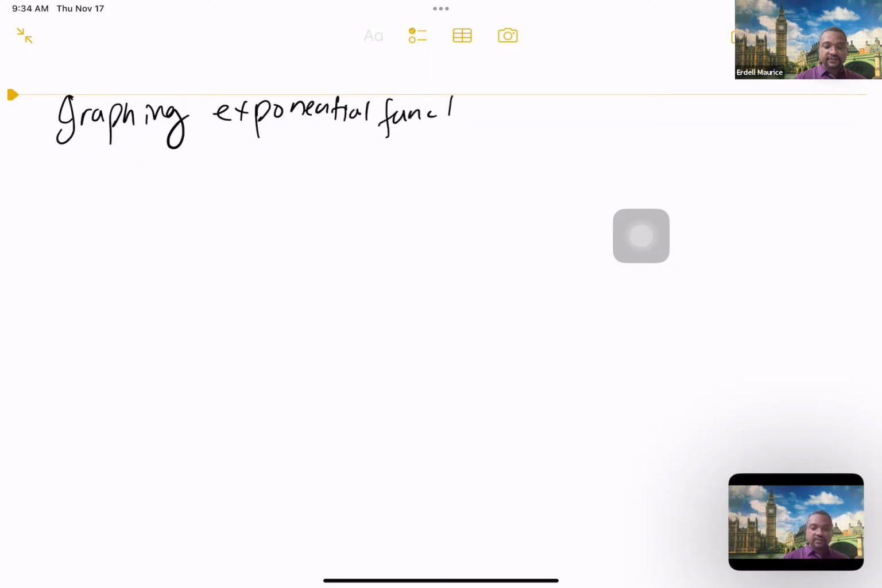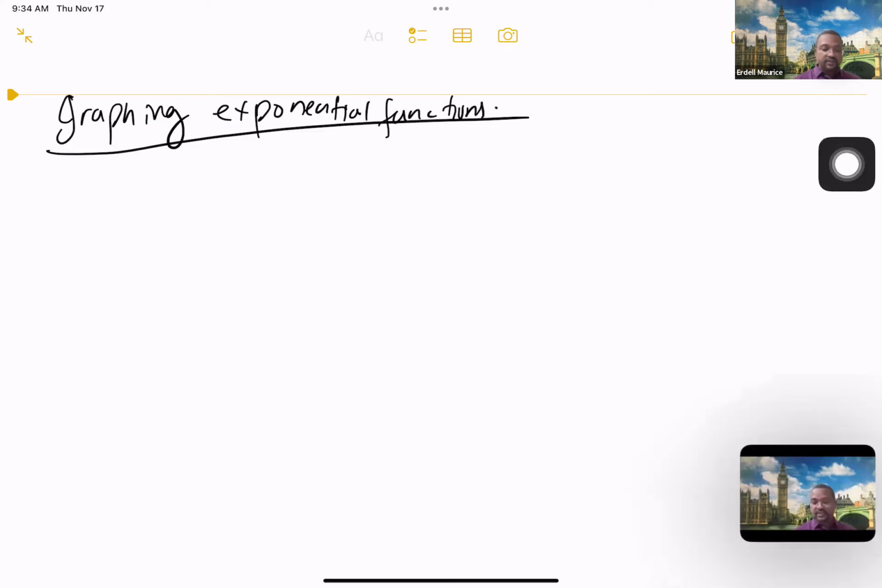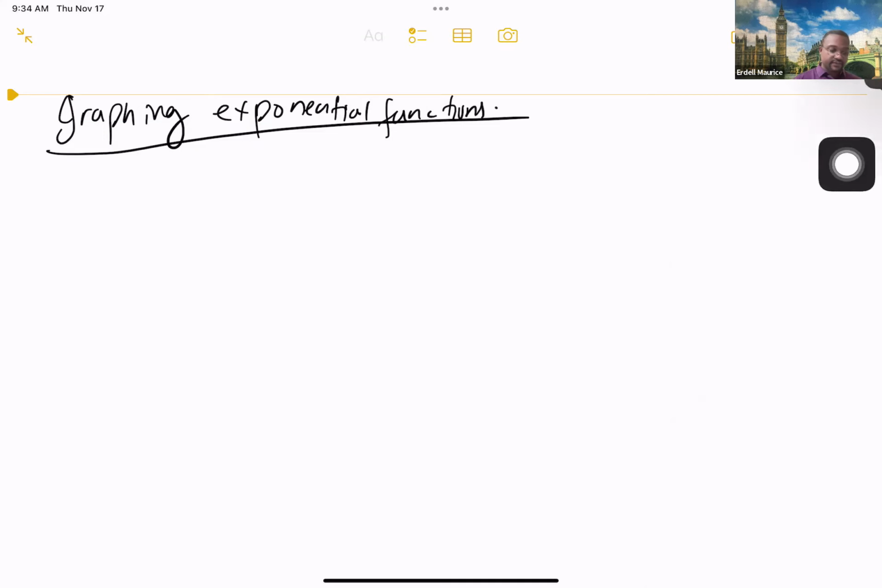And log functions. The reason I do this is because it's actually best to do them together. So let's say I have the function for the graph, for example. Graph the function y equals 3 to the x power. The simplest way to graph these functions is to make a table of values.